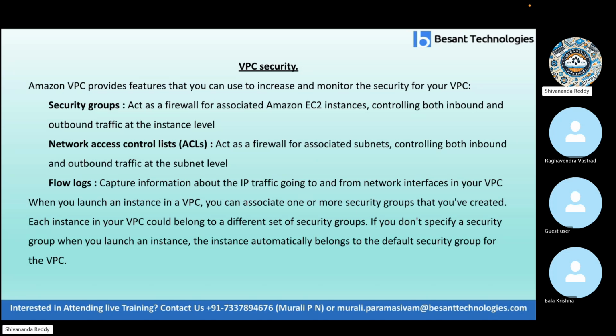When you launch an EC2 instance in a VPC, you can associate one or more security groups that you have created. Each instance in your VPC could belong to a different set of security groups. If you don't specify a security group when you launch an instance, the instance automatically belongs to the default security group for the VPC. Okay.